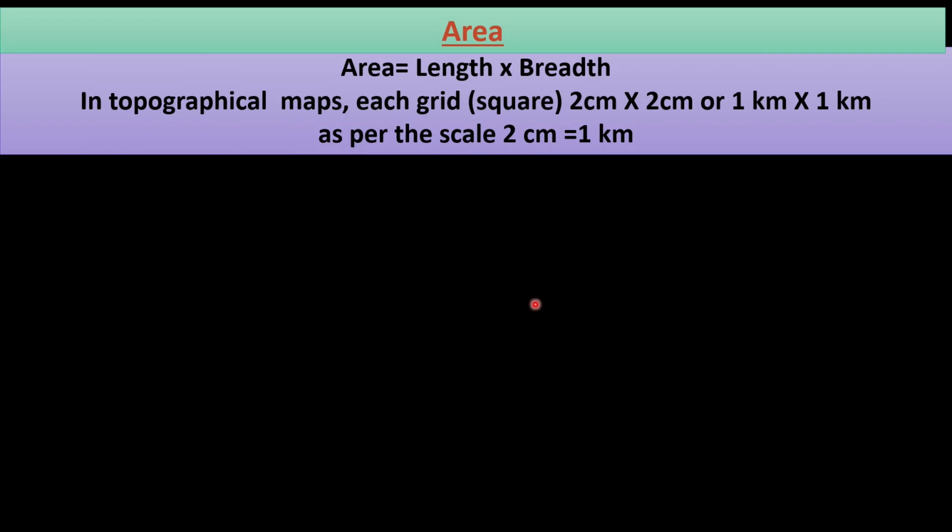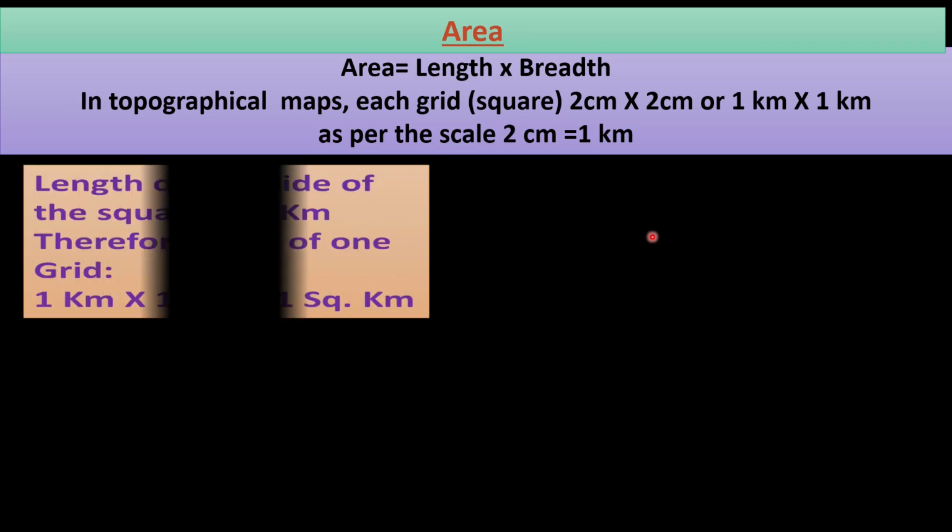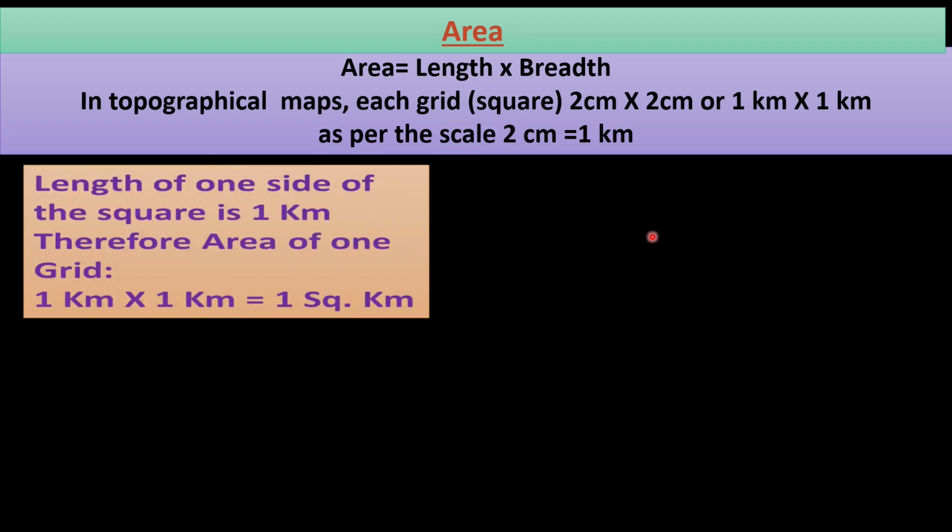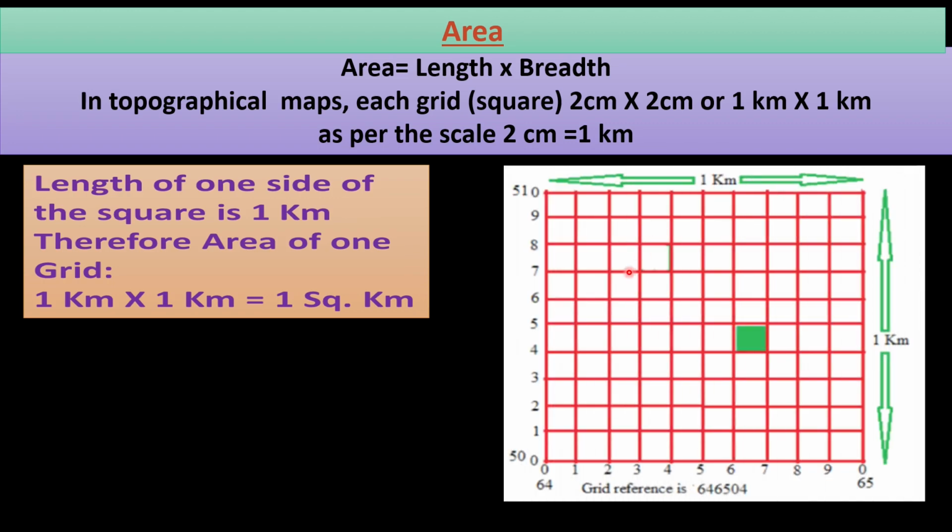Area. Area is length into breadth. In topographical maps, each grid square is 2 cm into 2 cm, that is 1 kilometer into 1 kilometer. As per the scale, 2 cm to 1 kilometer. The length of one side of the square is 1 kilometer. Therefore, the area of one grid will be 1 kilometer into 1 kilometer, that is 1 square kilometer.